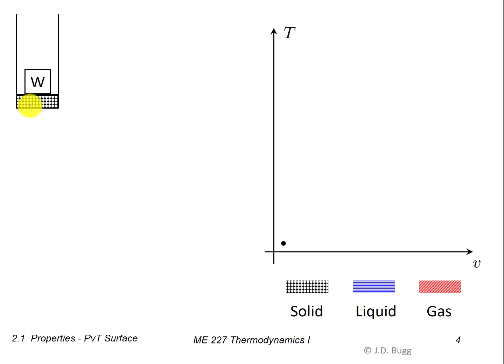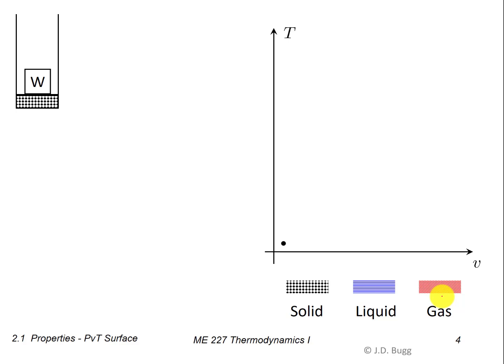This cross-hatched material down in the bottom of this piston cylinder device is the block of material that we're starting with. So that's a solid. Notice there's a little key here. The cross-hatch is solid. Later on we'll be talking about liquids, which will be blue horizontal lines, and then gas will be red diagonal lines. But initially it's a solid.